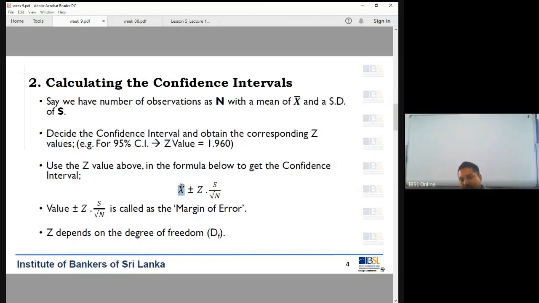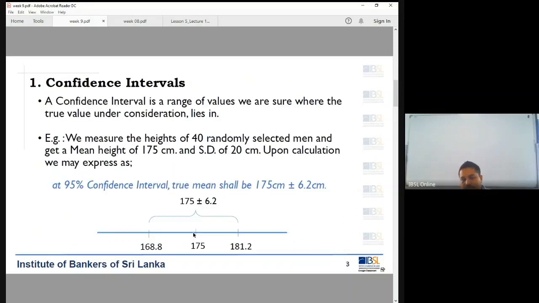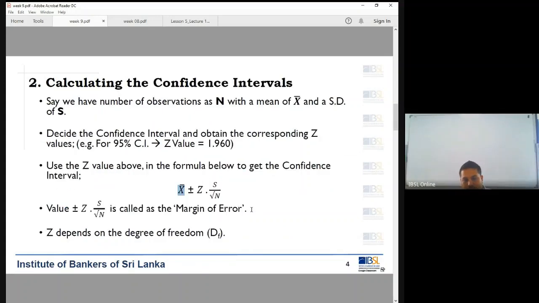This X bar is nothing but the average. In our previous example, that is 175 centimeters. Plus or minus Z, the value we calculated for the confidence level of 95%, that is 1.96, multiplied by the standard deviation, and divided by the square root of the number of items in the sample that we are considering.